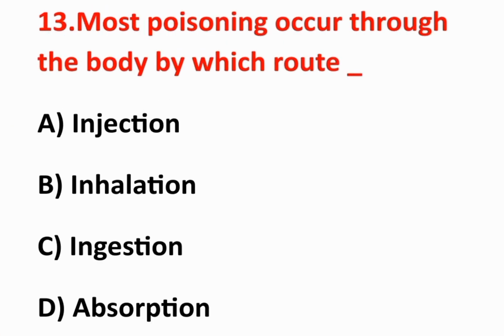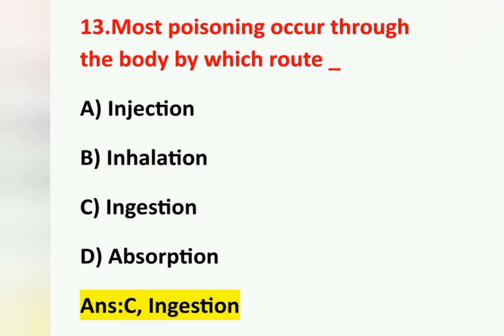The next question. Most poisoning occurs through the body by which route? Options are option A injection, option B inhalation, option C ingestion, option D absorption. So most of the poisoning enters the body through ingestion. Option C is the correct answer. By taking through the mouth, it will go to the intestine. That is the ingestion method. Option C is the correct answer.